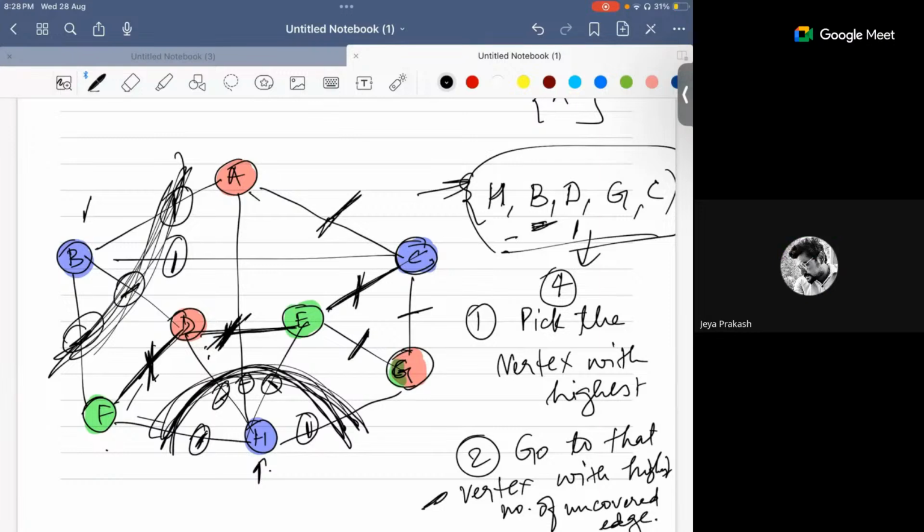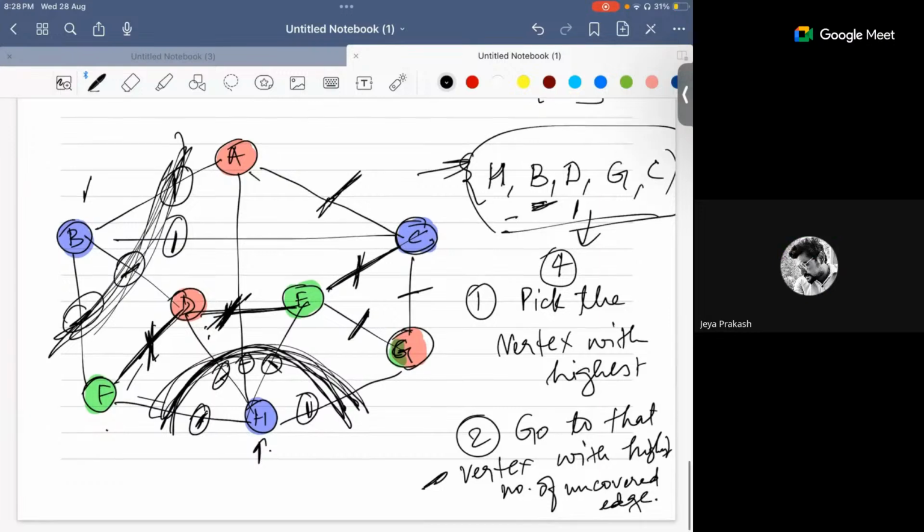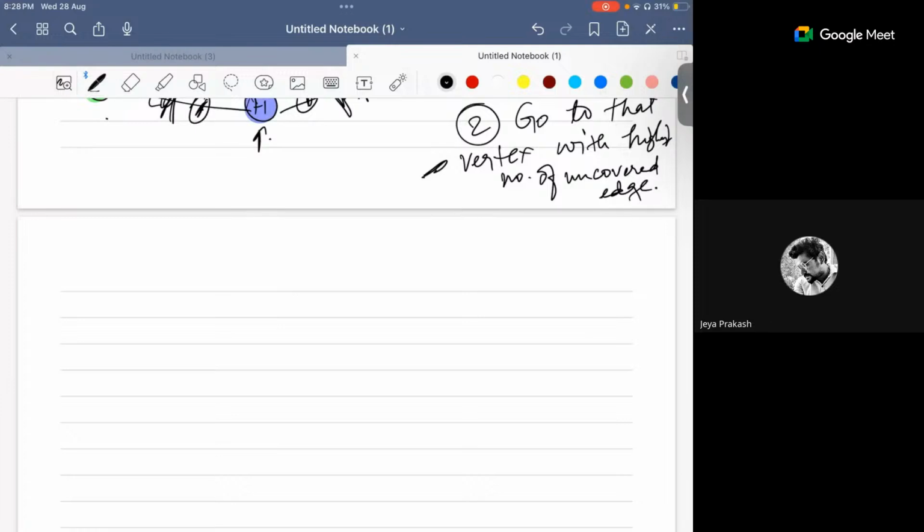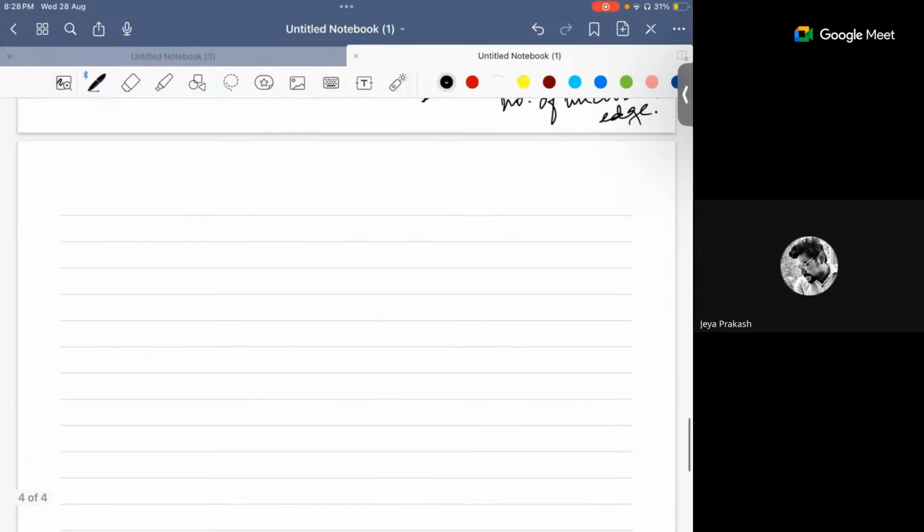Yeah, so the next term is the independent set, and there is a relation between the minimum vertex cover and the maximum independent set. So I'll just deal with that.